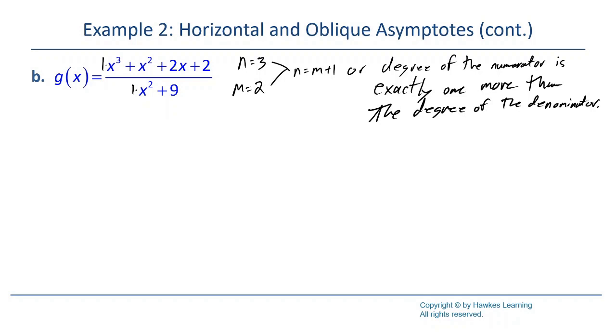So that's the way I would remember it verbally. I don't typically tend to remember it as n equals m plus 1. I remember numerator degree is exactly 1 more than the denominator degree. So now the question is, how do I find the slant asymptote or the oblique asymptote, whichever you want to call it? To do that, we have to do long division, or long polynomial division.